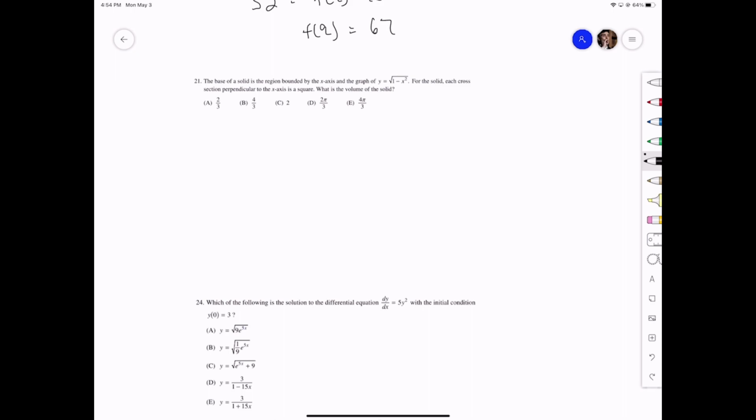So the base of a solid is the region bounded by the x-axis and the graph y equals square root of 1 minus x squared. And each cross section is a square. Okay, so the integral from a to b of f of x squared dx, that's all we're looking for. Now what's a to b?